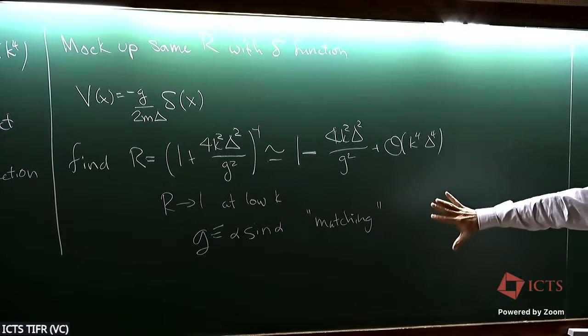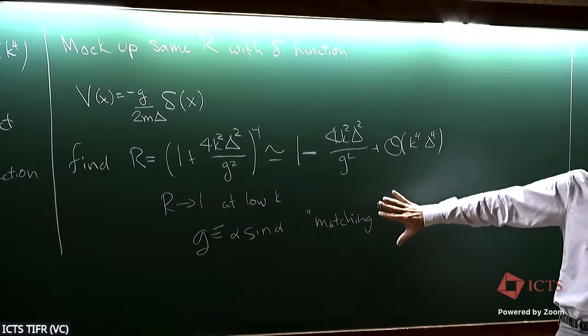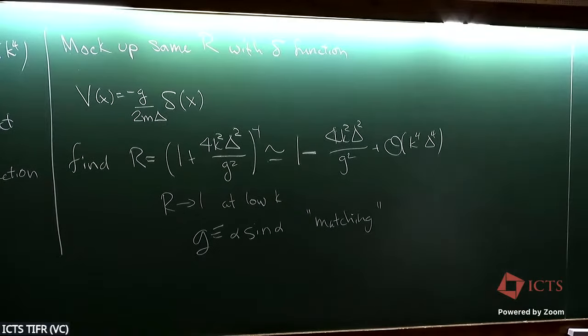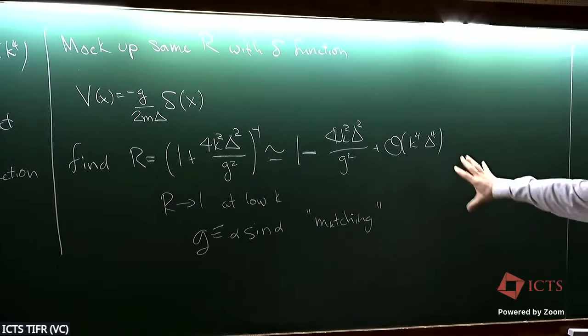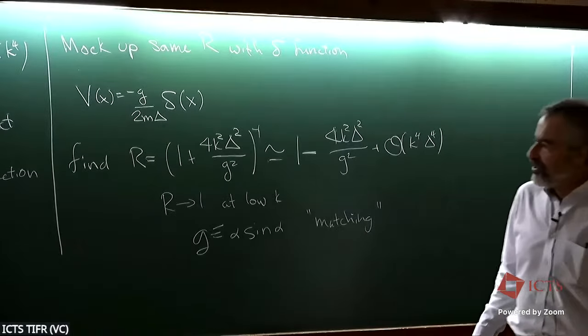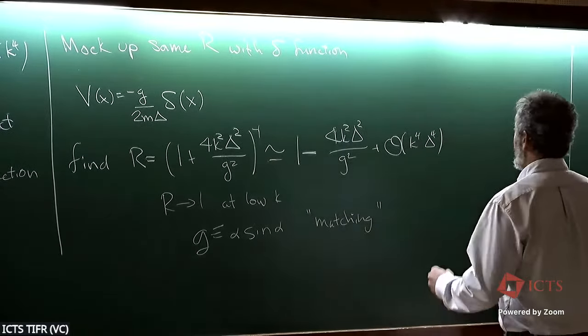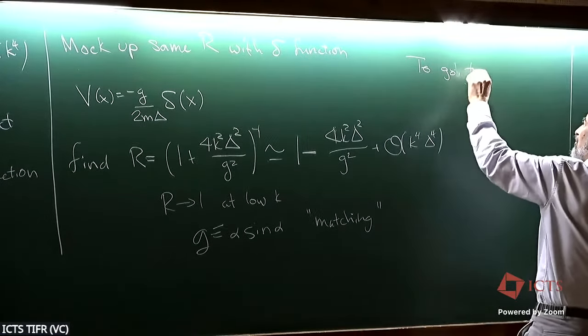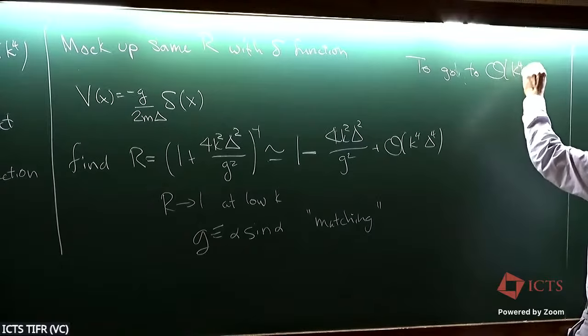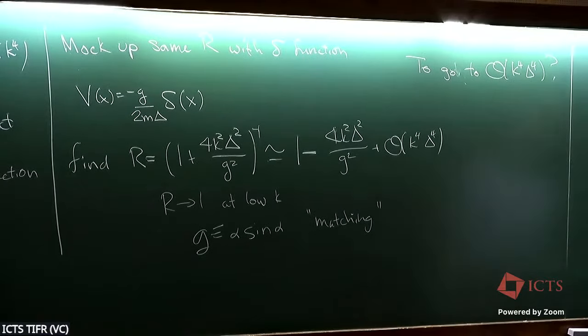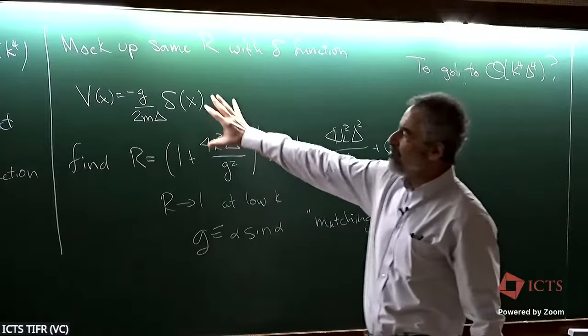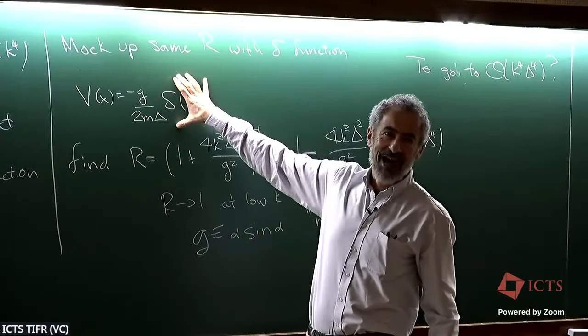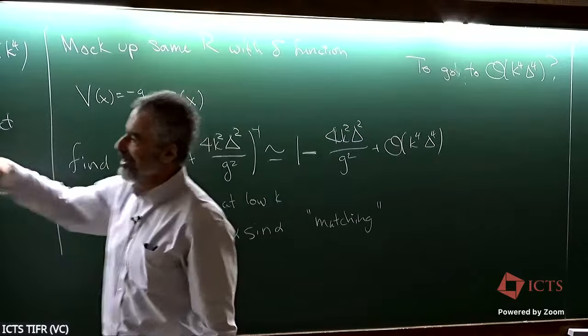So that's another concept we come across all the time in quantum field theory, and you can see the same thing in quantum mechanics. Now, suppose you wanted to go to higher order, what would you do? Well, there's no magic here. There's no way that you're going to get the exact same R from a delta function as you do from a square well.